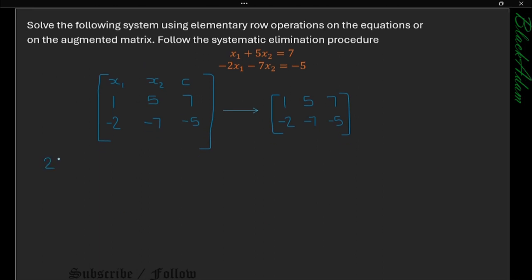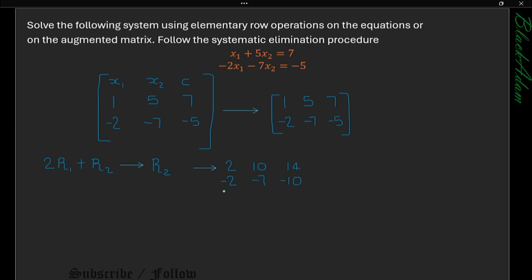So we need to multiply row 1 by 2 so that we can get rid of the -2 on the second row. So 2 times row 1 plus row 2 equals row 2, so we're not changing row 1. Then we have to multiply everything there by 2. So that'll be 2 times 1 is 2, 2 times 5 is 10, and 2 times 7 is 14. And then from there we have -2, -7, and -5.